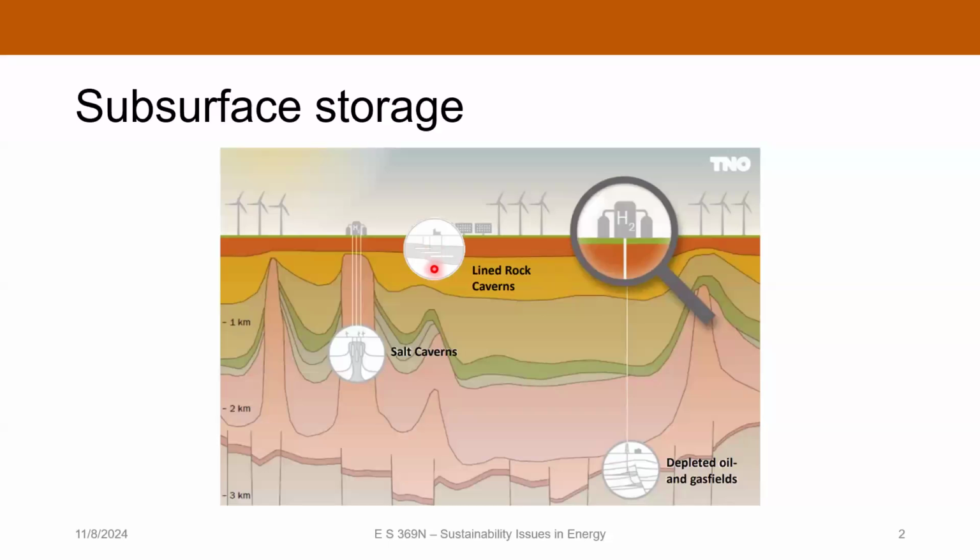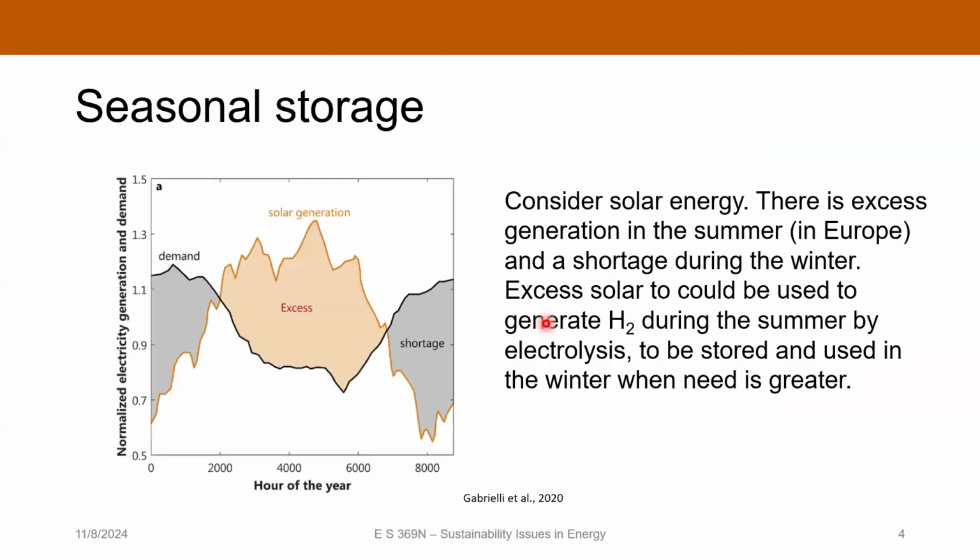Lined rock caverns closer to surface are another way of doing that. Depleted oil and gas fields are another potential. These are nice because, as with carbon storage, the fact that these contain oil and gas over geologic time means that they can probably hold hydrogen over geologic time and it won't leak. And then the other one that's not shown on this diagram, but that a lot of people are looking at, is saline aquifers. Similar targets to where you would put CO2, but now we're storing hydrogen. Okay.